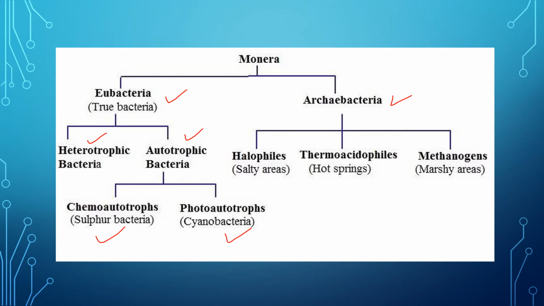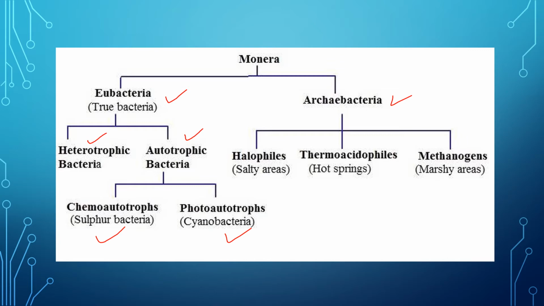Then next one is autotrophic bacteria. Autotrophic bacteria means they can synthesize their own food. They can synthesize by using the process of chemosynthesis, or they can be photosynthesizing. That means chemoautotrophs are not going to depend upon the sunlight, but they're going to depend upon some chemical compound for the manufacturing of their food. That means they can synthesize their food from some inorganic substances.